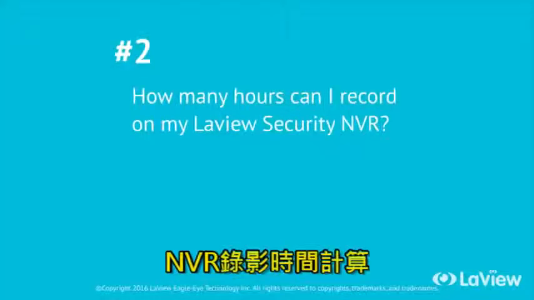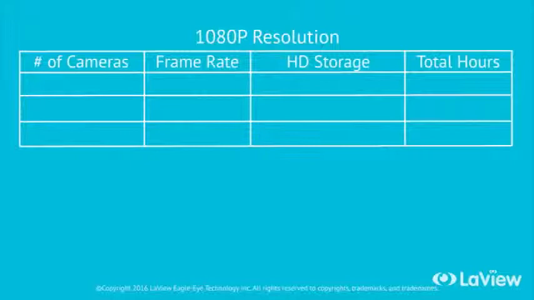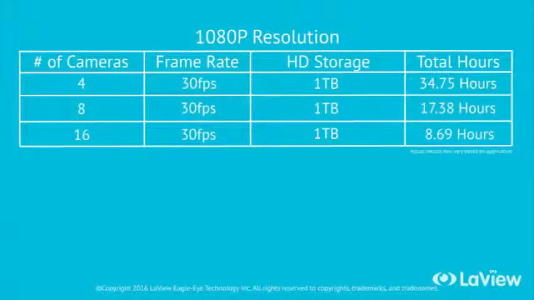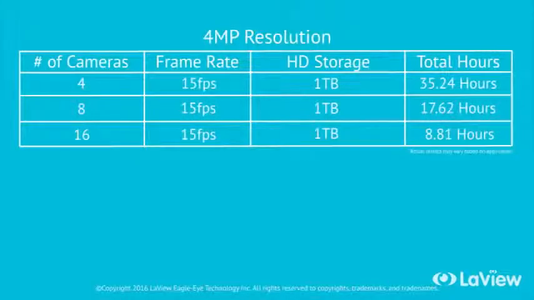How many hours can I record on my LaView Security NVR? Well, it depends. Number of cameras, camera resolution, frames per second, and HD storage. Here is a chart for 1080p cameras. The total hours for 3 megapixel cameras stay relatively the same with 20 frames per second. And here are the numbers for 4 megapixel resolution cameras at 15 frames per second.